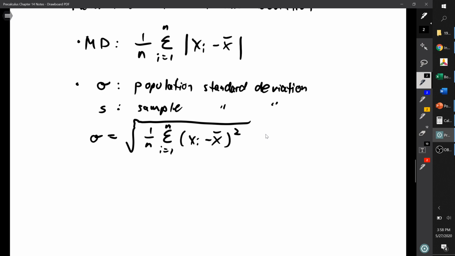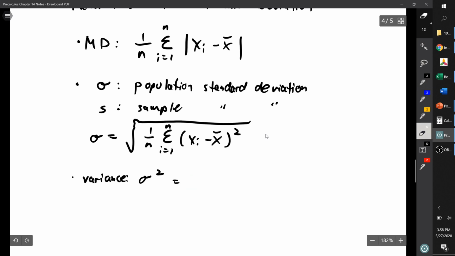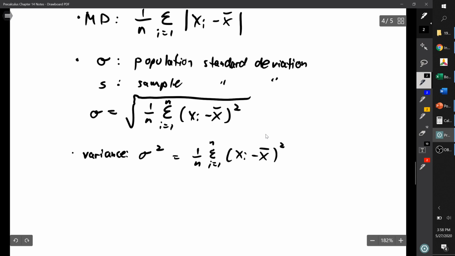So we can do one like this. Oh, and before I go on to that, let me say one other thing. Variance is just sigma squared. So sigma squared is this same formula, just get rid of the square root. So it's just the 1 over n times the sum from i equals 1 to n of each data point minus the average, squared. Just add up those squares and divide by how many data points you're dealing with.